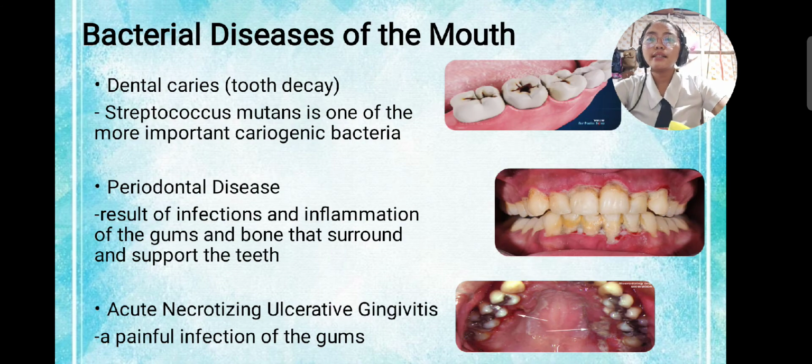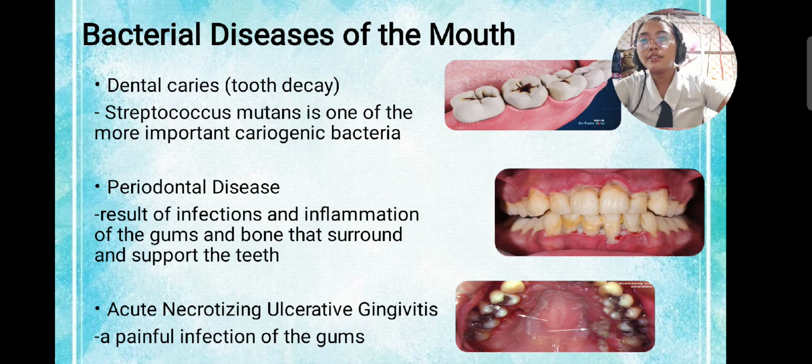Then the bacterial diseases of the mouth. Dental caries, also known as cavities, are holes in your teeth that form from tooth decay, and cavities are one of the most common oral infections. Streptococcus mutans is one of the more important cariogenic bacteria.